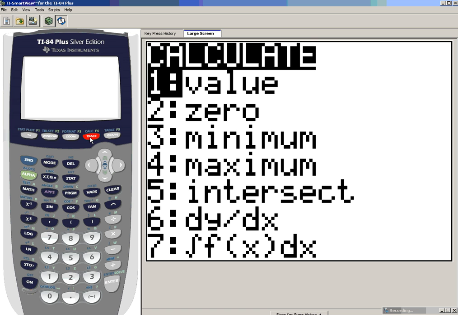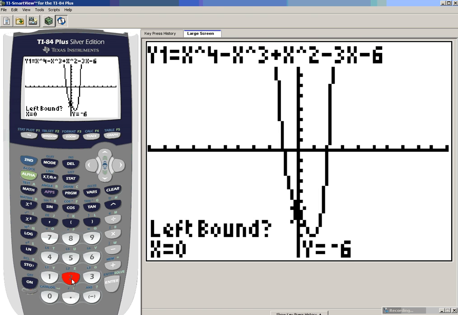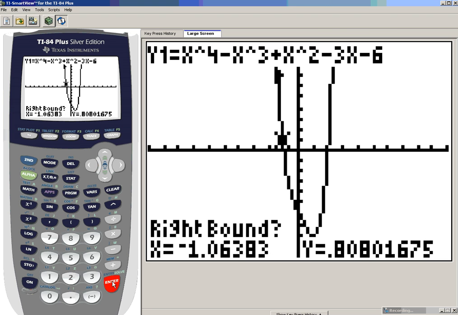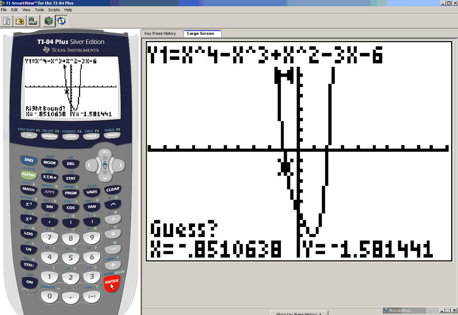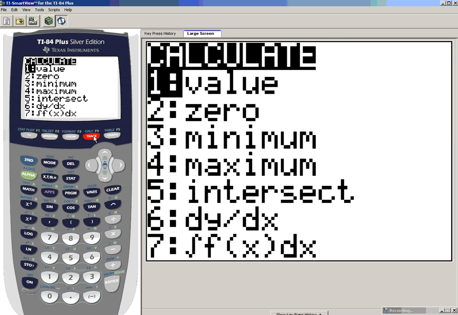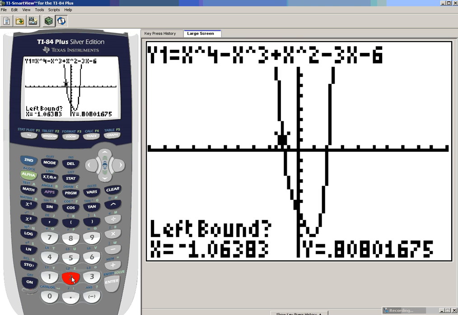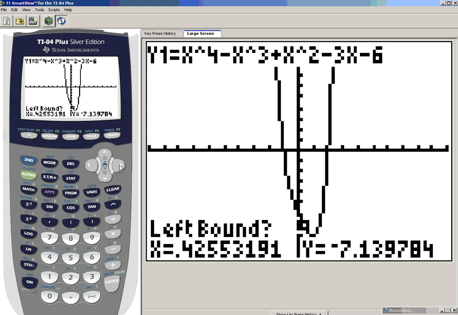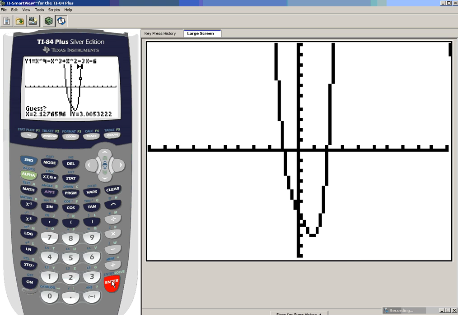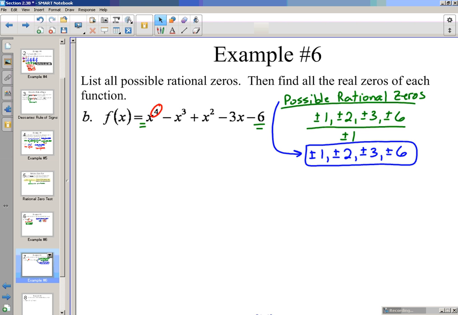So let's go ahead and calculate this again. Calculate 0. Go to the left of where that 0 occurs, hit enter. Go to the right of where that 0 occurs, hit enter. We don't need to guess, so hit enter a third time. There's our first solution at -1. Go back into your calculate menu again. Calculate 0 again, and let's find the one over on the right. Hit enter on your left bound. Go to your right bound, hit enter. Enter a third time. So -1 and 2 are the 2 solutions we are going to get from the calculator.